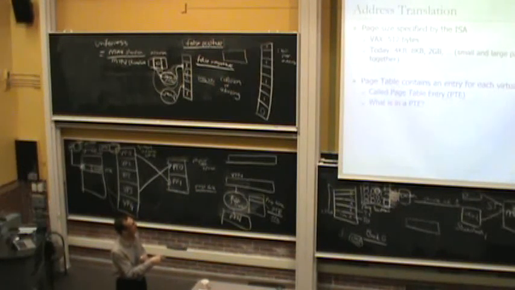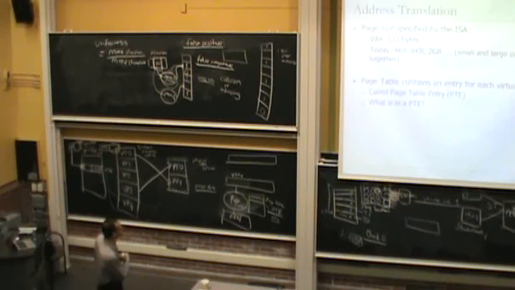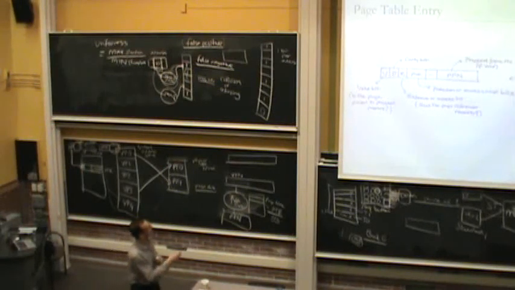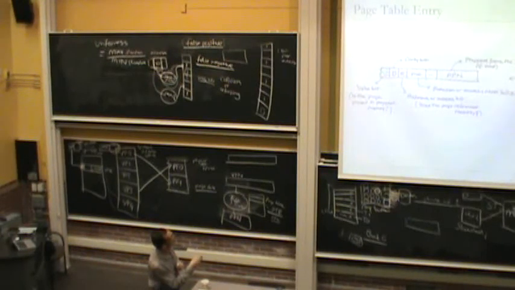So the page table contains an entry for each virtual page. This is called the page table entry, as I showed you there. So what's in a PTE? I kind of showed you, so I'll do that again. But let's end with this, and then we'll pick up here. So basically, a page table entry is an entry for the virtual page number, and its purpose is to do translation. Well, actually, it serves multiple purposes.